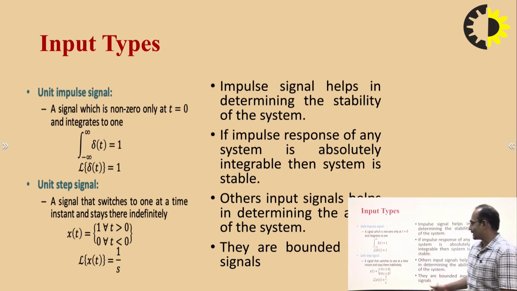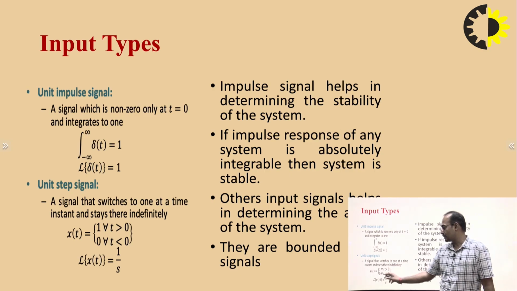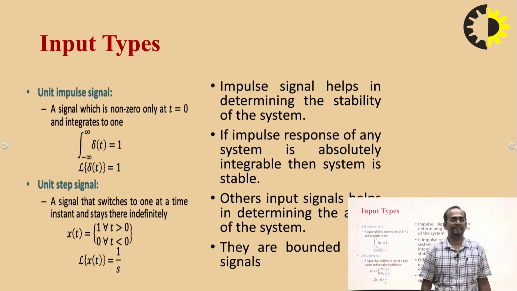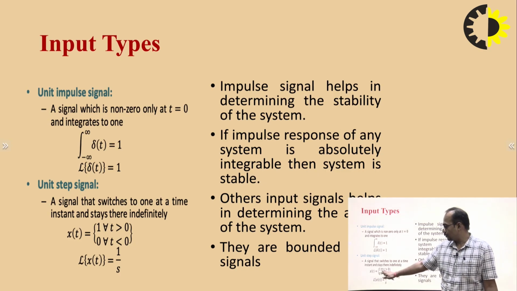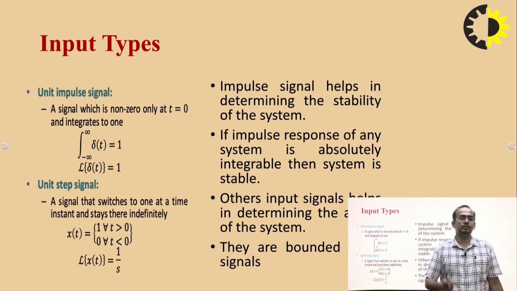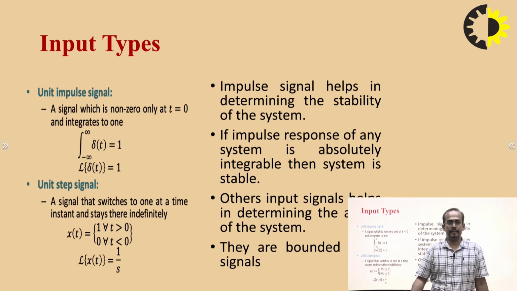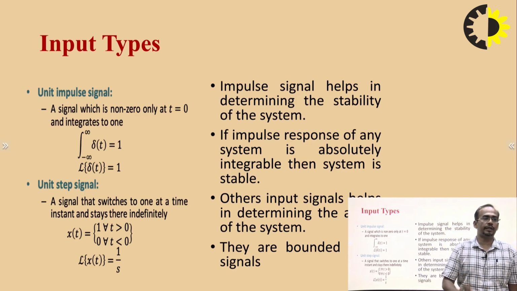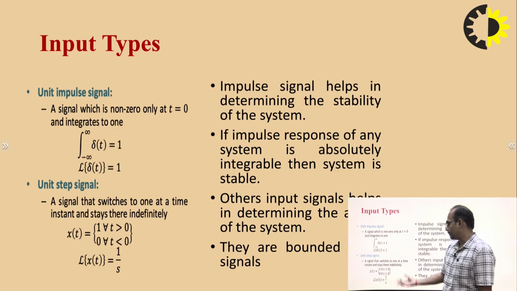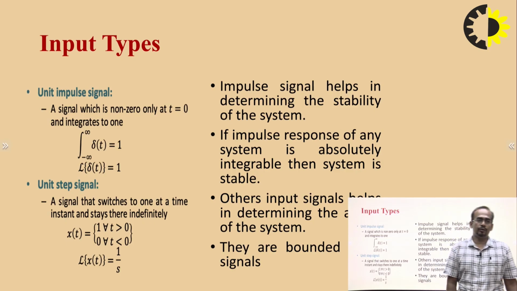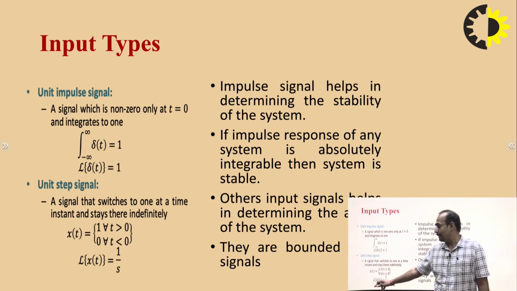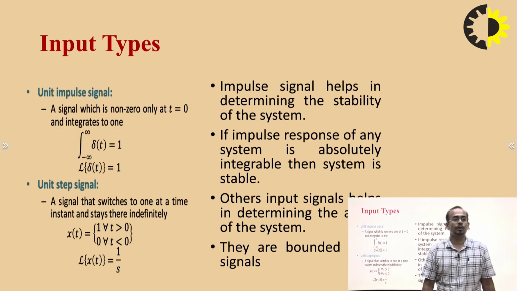Mathematically, you can say that x(t) is equal to 1 for t greater than 0 and 0 for t less than 0. It means signal is not defined at t equal to 0, it is defined for t greater than 0 and t less than 0. So, there is an abrupt discontinuity at t equal to 0 and the amplitude at t equal to 0 is 1 by 2. For defining the abrupt discontinuity, I will have to take another lecture for discussing this. The Laplace transform of this unit step signal is 1 by s.